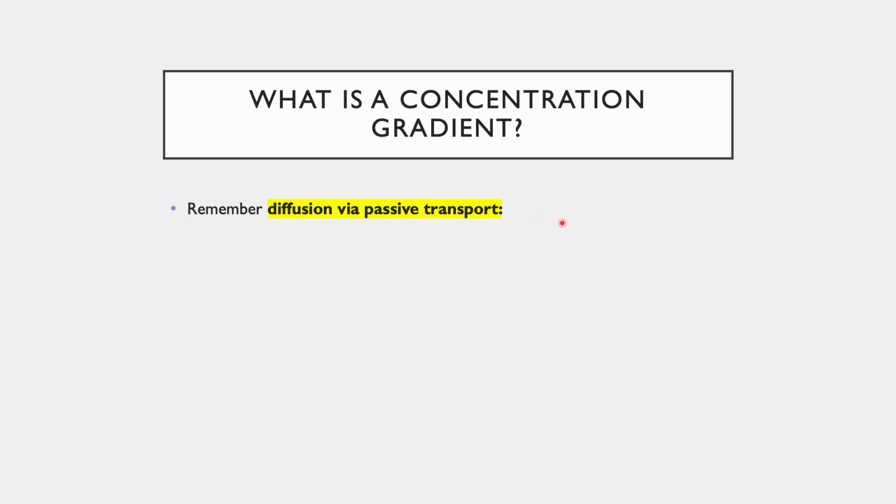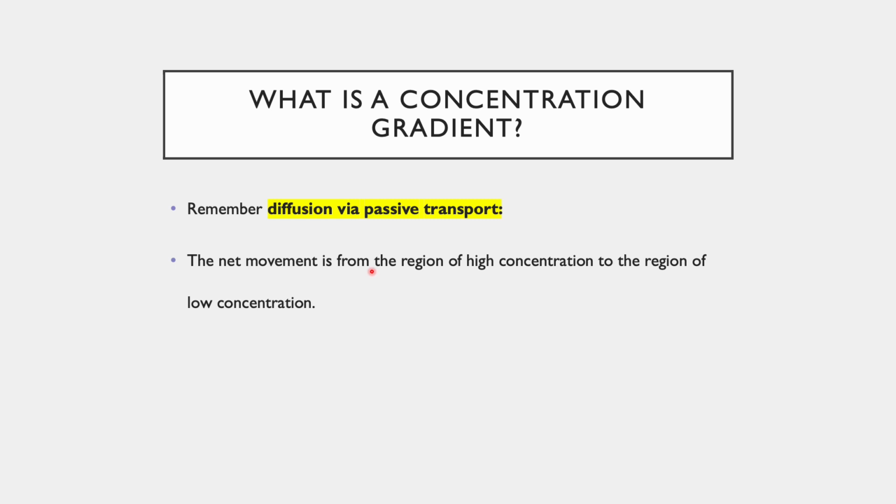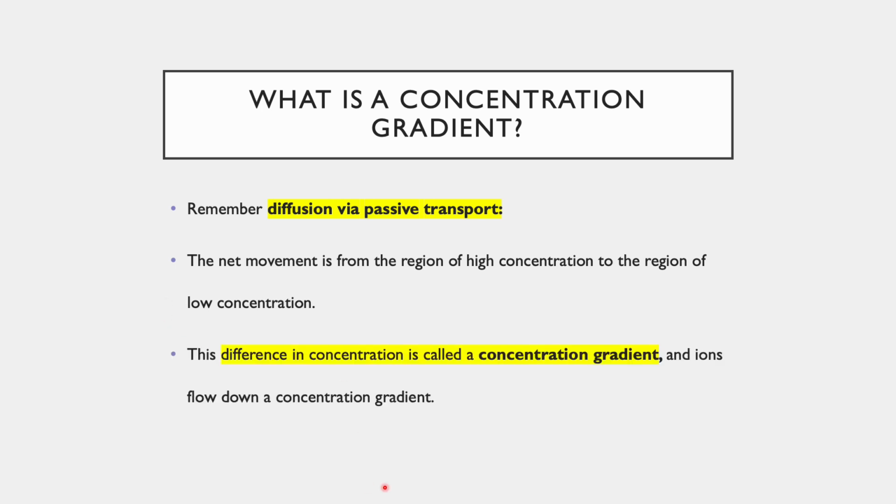So remember, we've discussed passive transport, which is a form of diffusion in which ions move from an area of high concentration to an area of low concentration. Remember the example I gave with dye molecules being distributed evenly throughout water. The difference in concentration is called a concentration gradient, and in passive transport, ions flow down a concentration gradient.